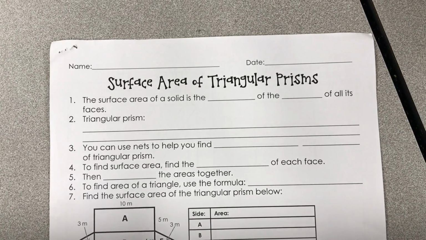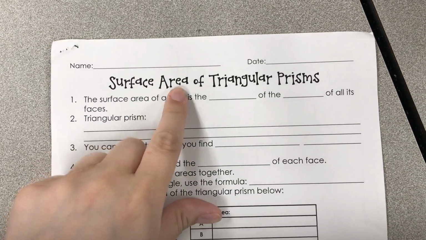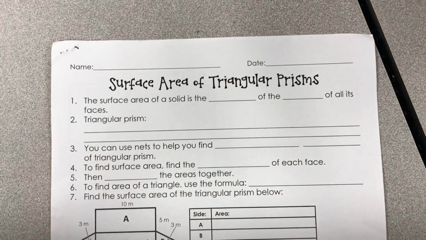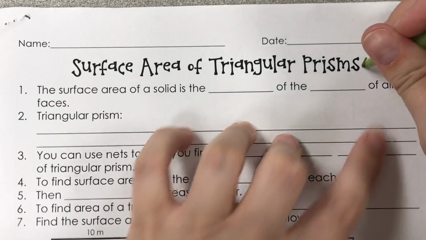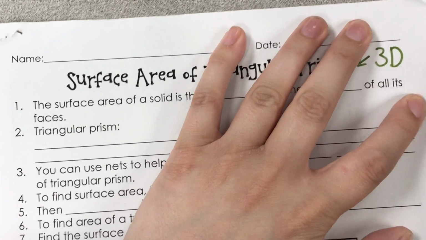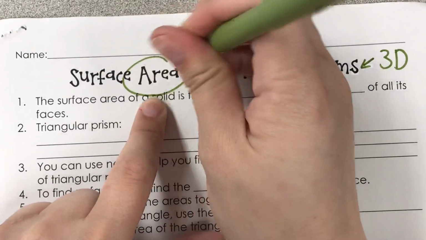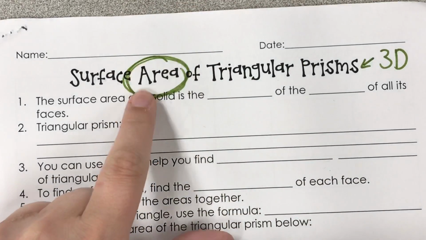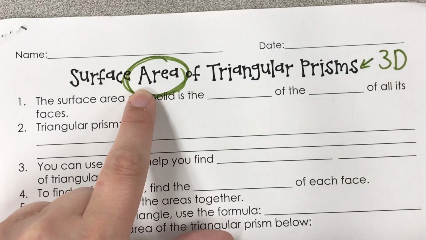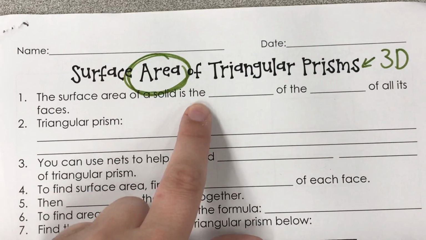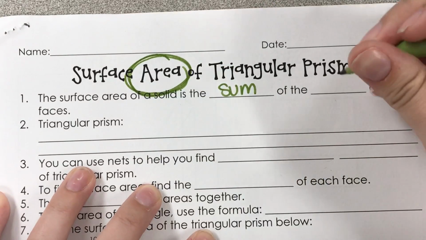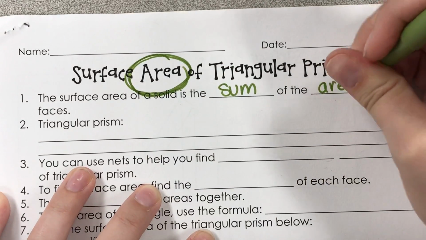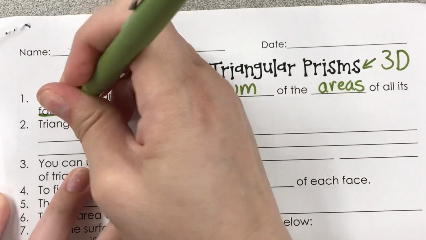Hey guys, you should have in front of you the notes entitled Surface Area of Triangular Prisms, not prisons, prisms. Go ahead and write up at the top that this is a clue that we're talking about a 3D shape, but it says surface area. We're not finding the volume, you're looking for the area on top of a 3D shape. The surface area of a solid is the sum of the areas of all its faces.